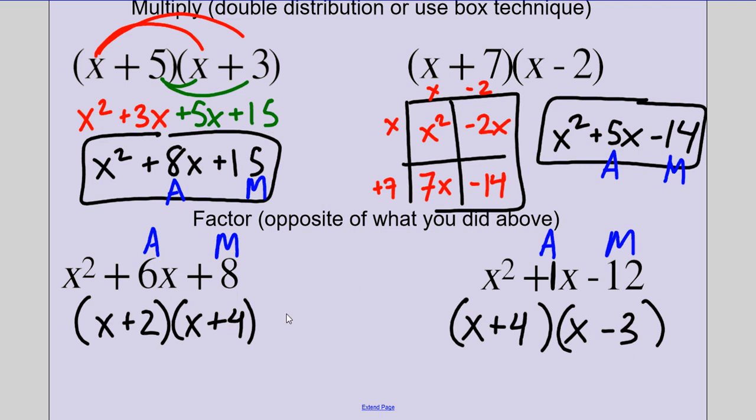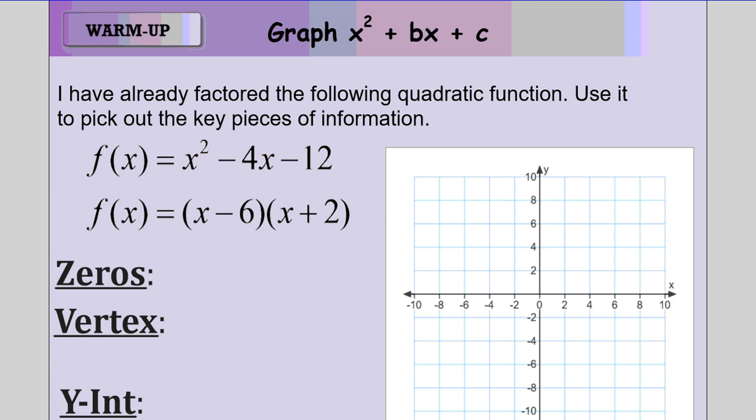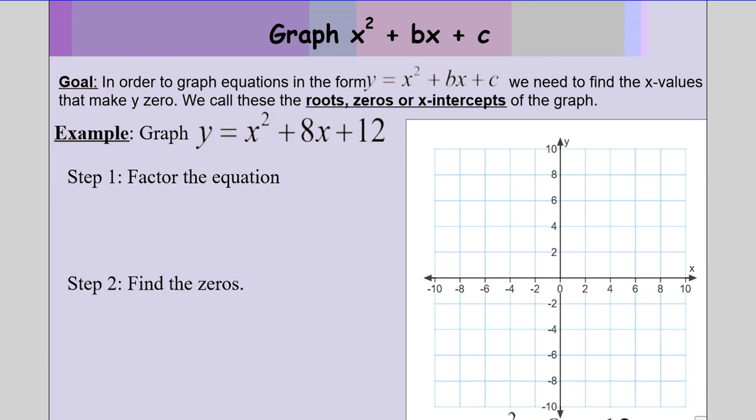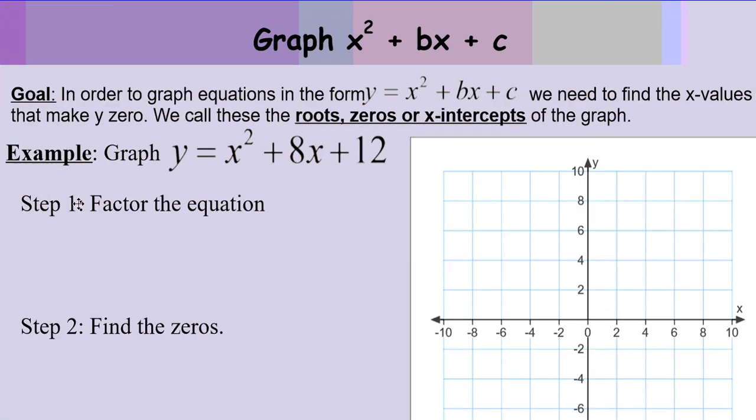Now what we're going to do is review how we used factoring to actually graph quadratic functions. So here we go. If I want to graph the following quadratic function, I want to first find the x-intercepts, also known as the zeros or the roots. They're the x values that make y be 0. So I need to factor the following equation. That's why we practice factoring in the warm-up.